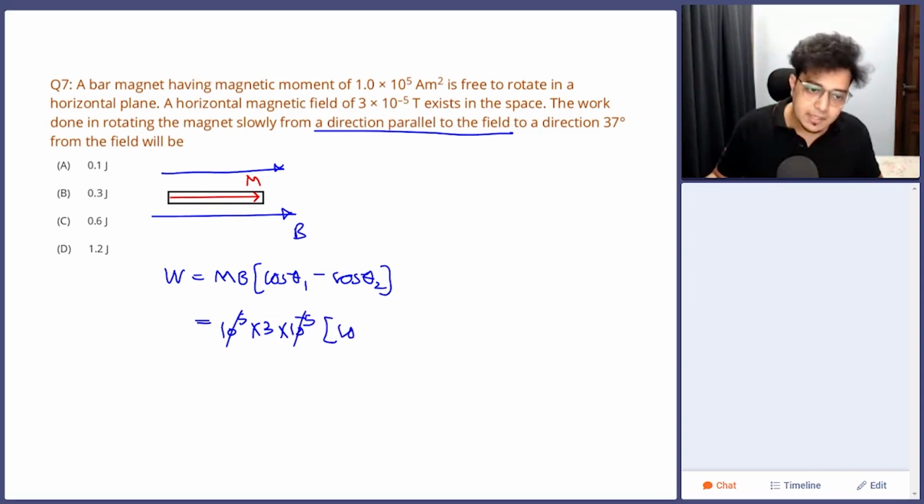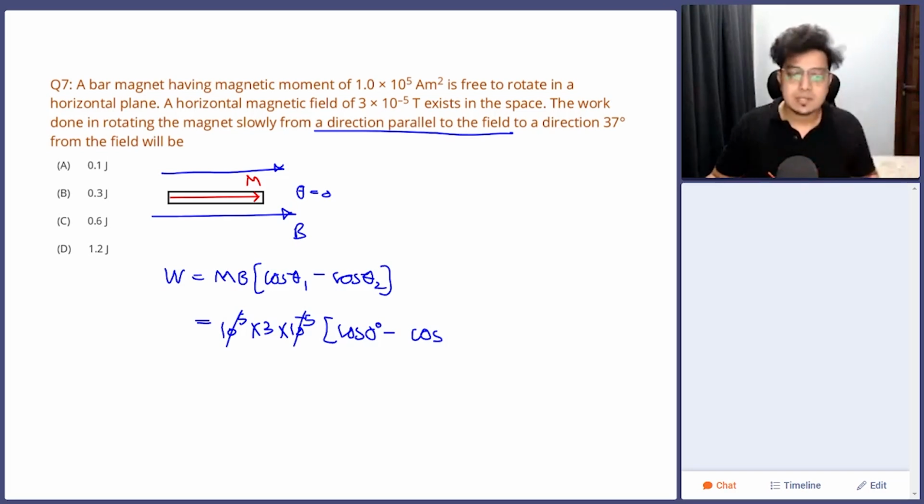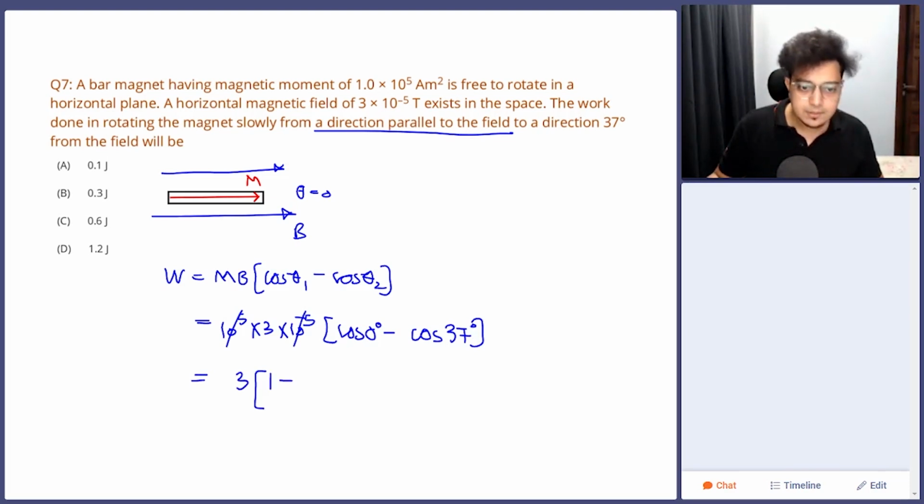Then initially angle is 0. You can notice that initially theta is 0. So cos of 0 degree minus, later you wish to tilt it at an angle of 37 degree, so cos of 37 degree. Okay. So 3 as it is. Cos 0 is 1. Cos 37.